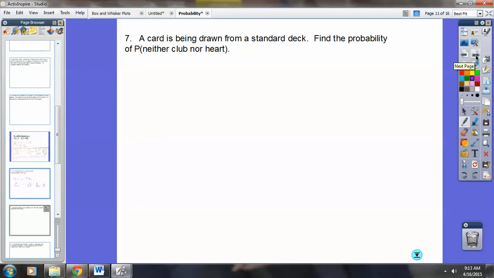Next example, a card is being drawn from a standard deck. Find the probability of neither club nor heart. Neither club nor heart. So they don't want a club, they don't want a heart. What do they want? Spades or diamonds.